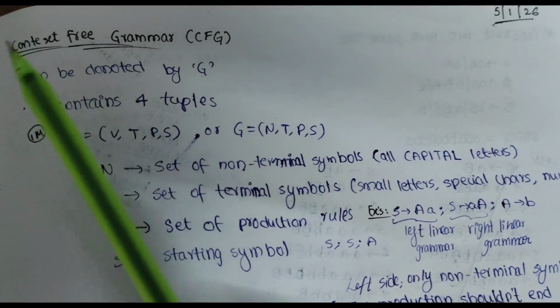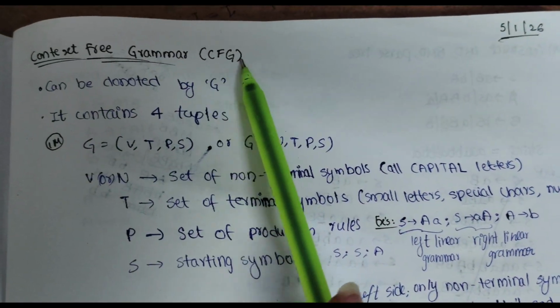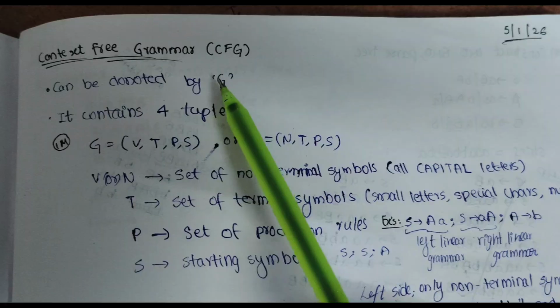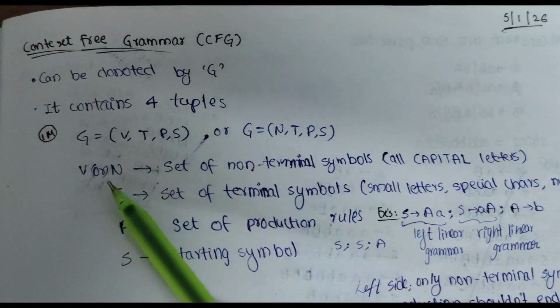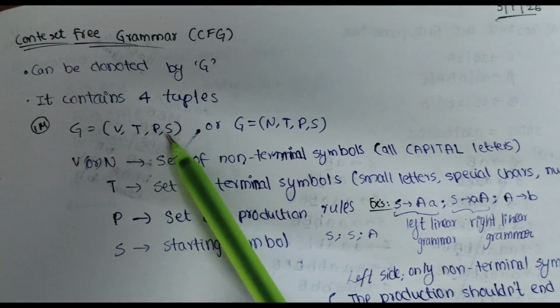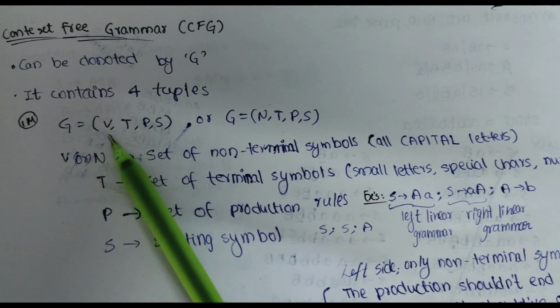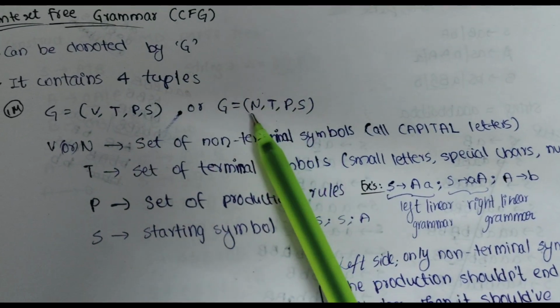Now let us discuss context-free grammar, CFG. It can be denoted by capital G. Basically, this context-free grammar has 4 tuples, namely V, T, P, S. We can represent V via V or N.